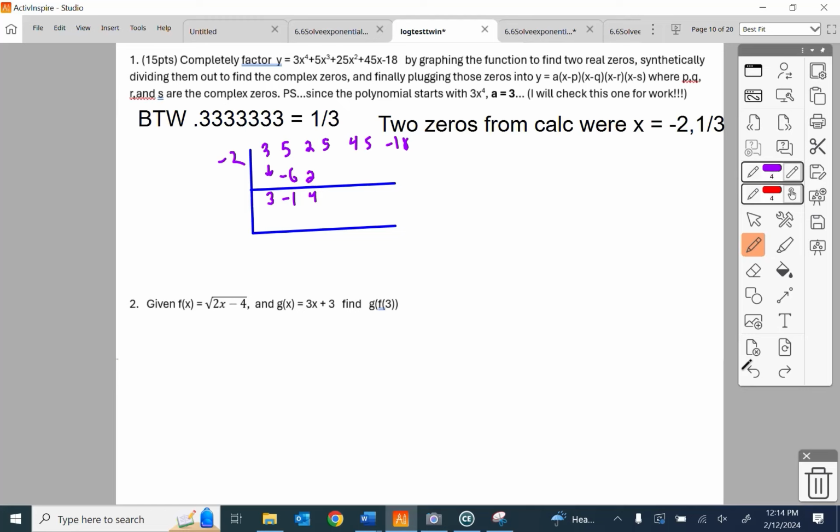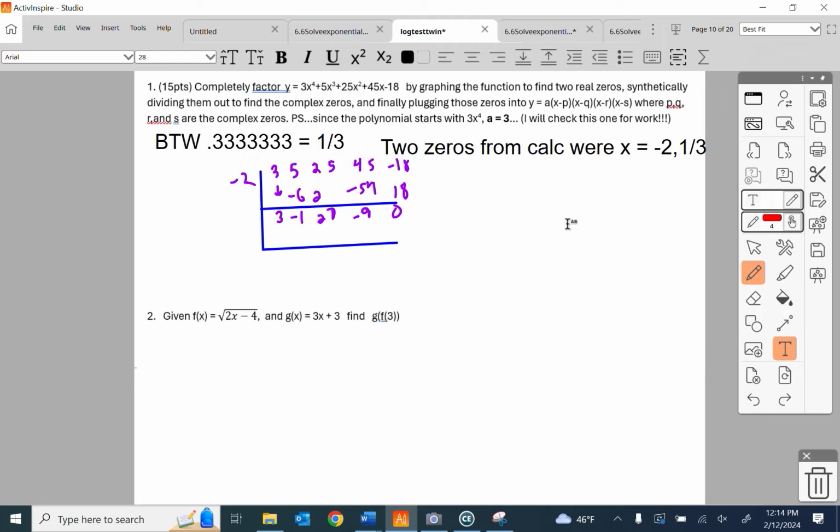That's a 25, isn't it? So let me check this. 3, 5, 2. I add, I get 27. -2 times 27 is -54. I add and I get -9. -2 times -9 is 18, and I add and I get a 0. Because the remainder is 0, I can work with this reduced quotient.